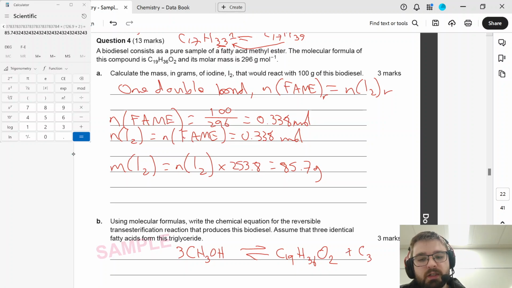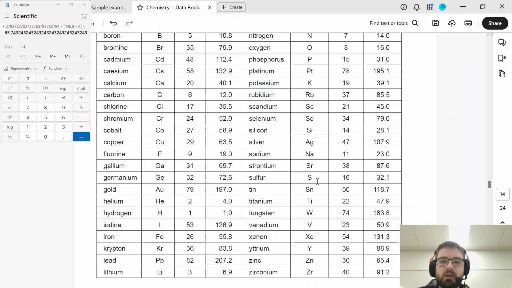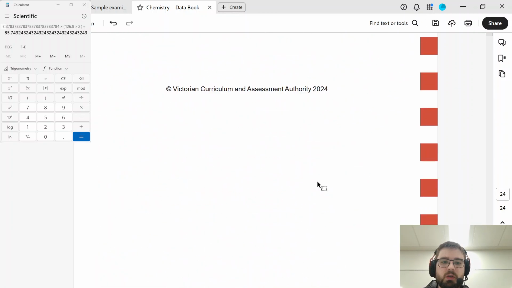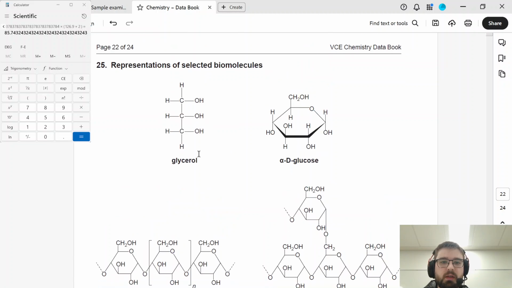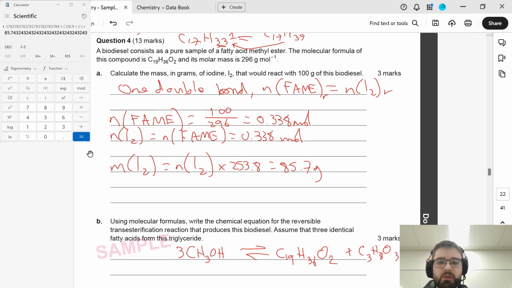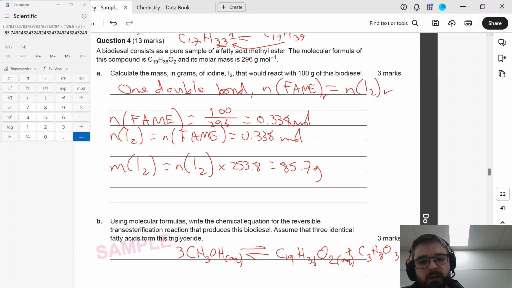Which is going to be C3H8O3, right? If you're not sure, there's a nice glycerol there for you. That's 8 H's. That looks good. Okay, write the chemical equation. I'd probably write maybe something like this. I assume they're not going to use the states for this one.